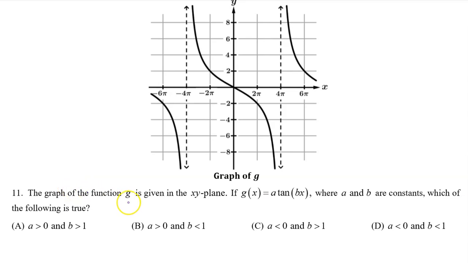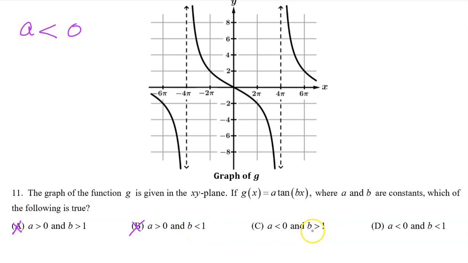Number 11. The graph of g is given in the xy plane. If g of x is equal to a times the tangent of bx, where a and b are constants, which of the following is true? Since g is decreasing from left to right, we know that this tangent function is upside down compared to the parent function. So the a value is less than 0. The a value is negative. We can eliminate options A and B.